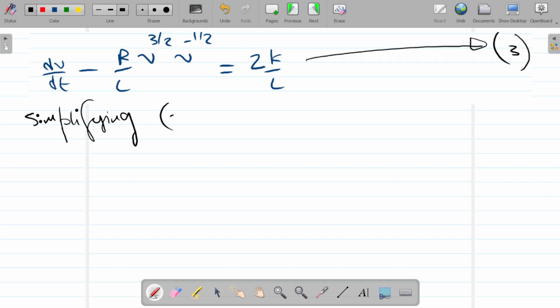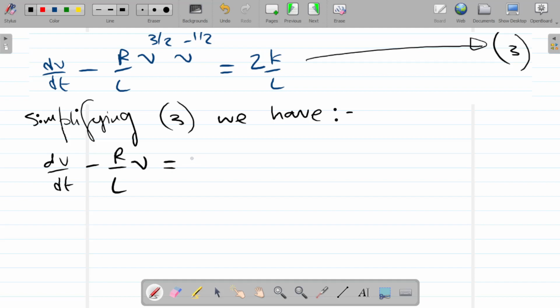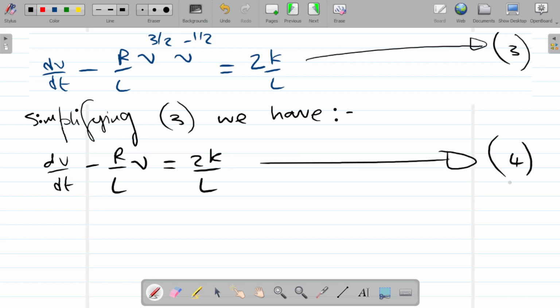So simplifying equation 3, we have dv by dt minus r over L. Well, what's 1.5 minus a half? Well, it's just 1, isn't it? So it's v to the power 1, or just v. And that's equal to 2k over L. So now we've got equation 4.